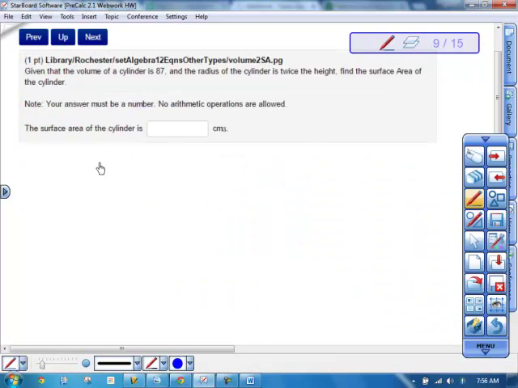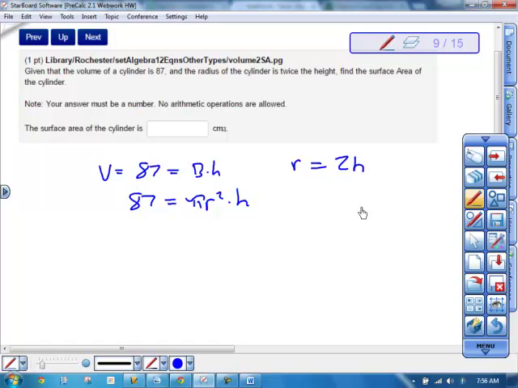Okay, the next problem gives us the volume of the cylinder is 87. We know the formula for the volume of a cylinder is the area of the base times the height, where the base is pi r squared. I'm going to write that formula down. And then they give me a relationship. They say the radius is twice the height. And they want me to find the surface area.